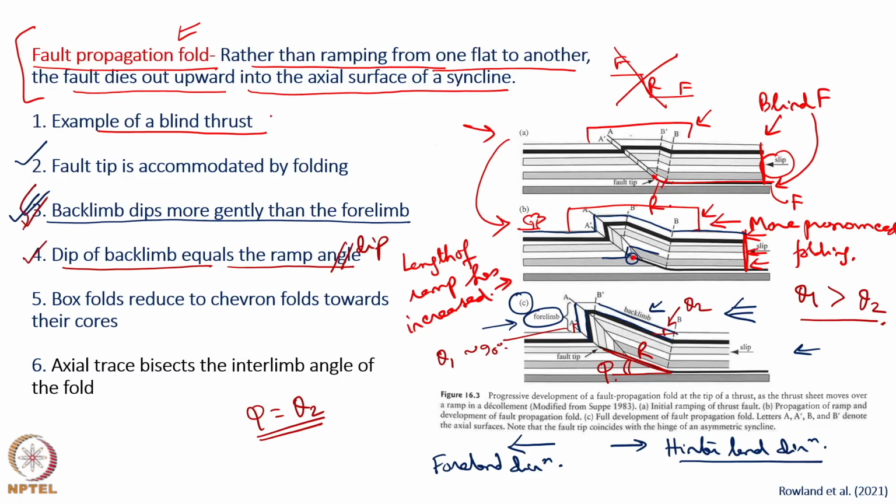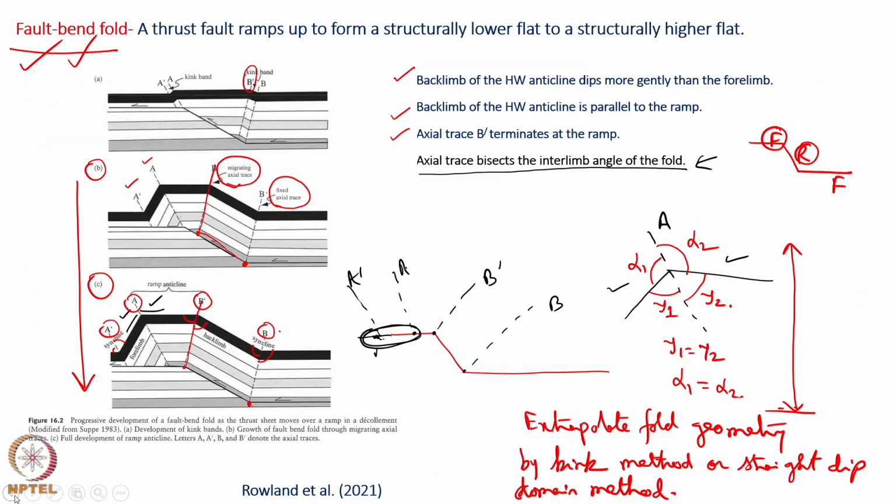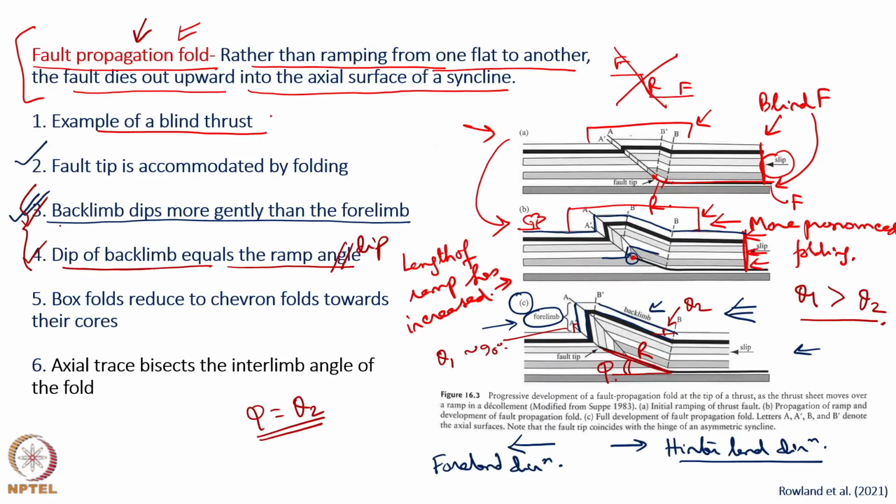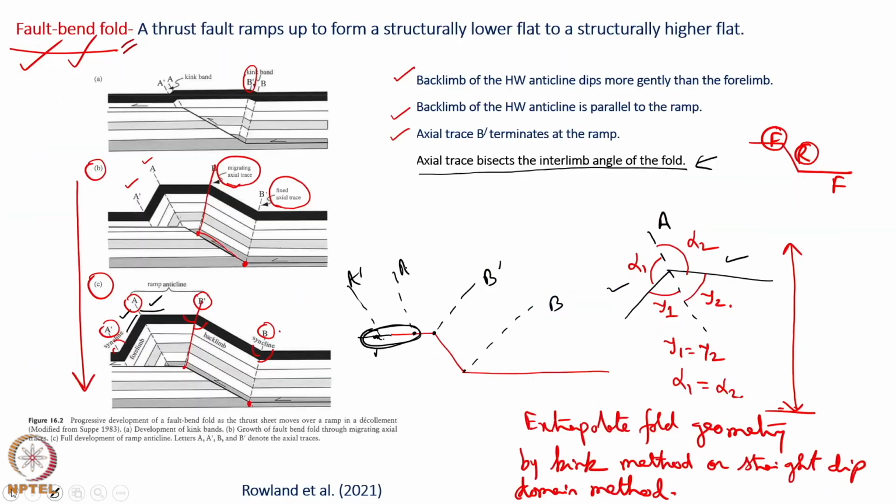We can compare statements 3 and 4 for the fault propagation fold with the equivalent statements for the fault bend fold. Back limb dips more gently than the fore limb, which is explained here. What happens in this case? Here also the back limb of the hanging wall anticline dips more gently than the fore limb. Again I can demonstrate. So, this is the dip of the fore limb and this is the dip of the back limb. Then between theta 1 and theta 2 I can find theta 2 is less than theta 1.